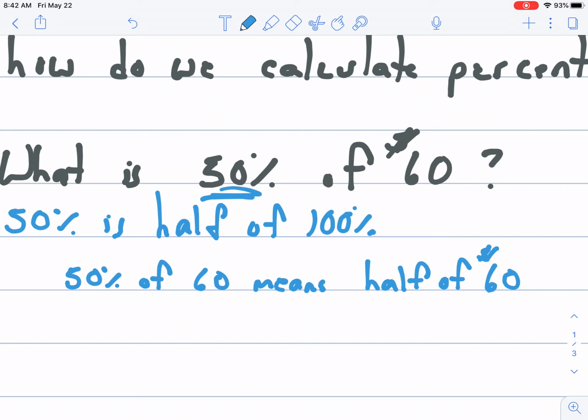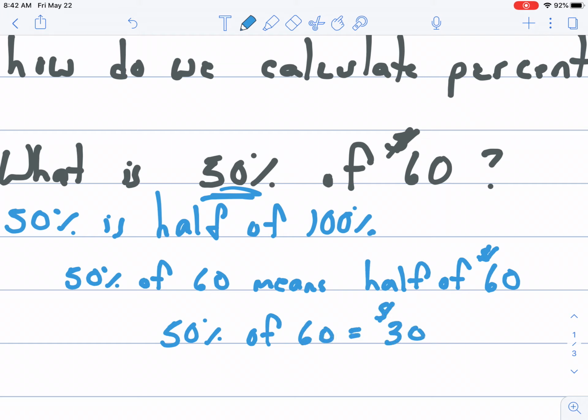So if that's the case, well, we can figure out that 50% of 60 then is going to be 30. So if I said I will give you 50% of my $60, that means I'm giving you half of that $60, which means I'm giving you $30. So hopefully that makes sense. And we kind of know that. I know that many of us have this intuitive understanding of what 50% is.